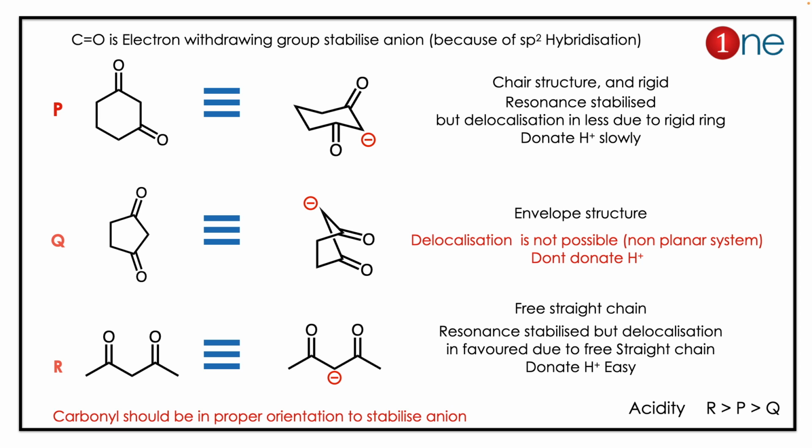Here the concept you have to learn is, for acidity, the anion has to be stabilized. Different rings behave differently due to the position of the anion.